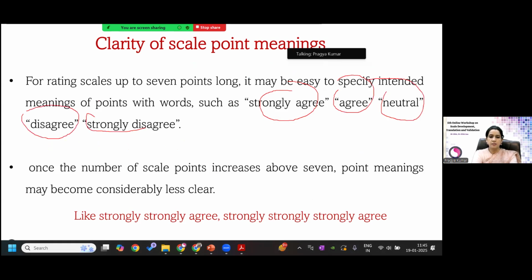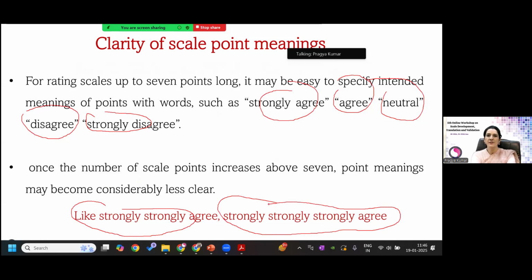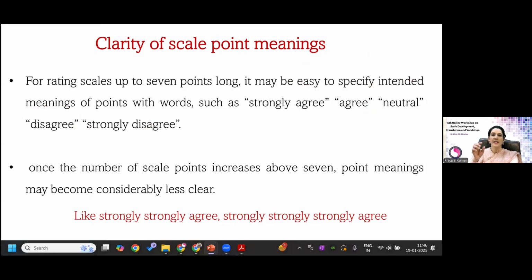Strongly disagree. This is okay. But if I increase it to strongly, strongly agree, and then there are three terms like strongly, strongly, strongly agree. Using these terms, it's very difficult for a respondent to answer whether he agrees strongly, strongly, or strongly, strongly, strongly. In that case, what generally you will say is that we make it a numeric scale.